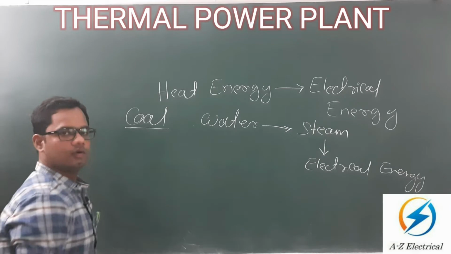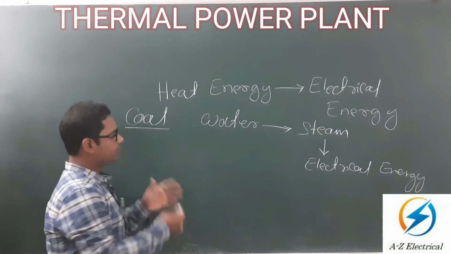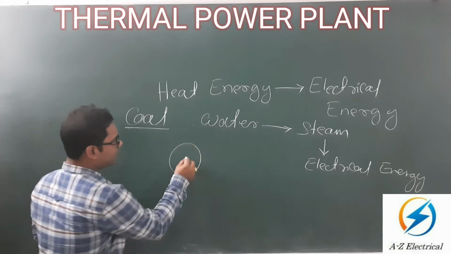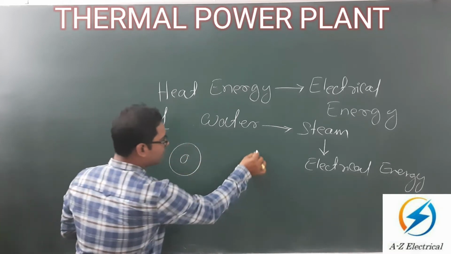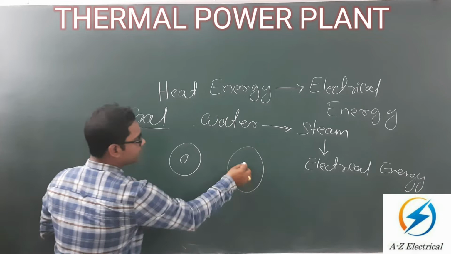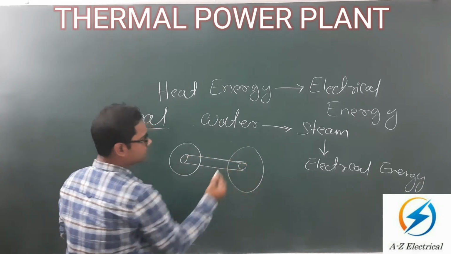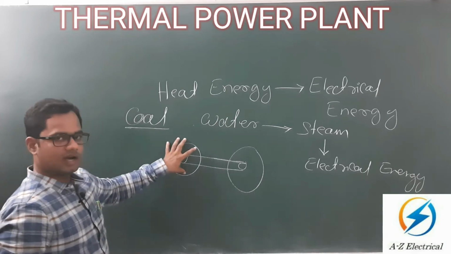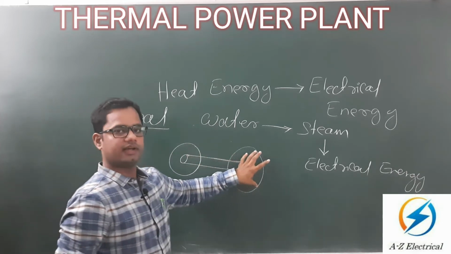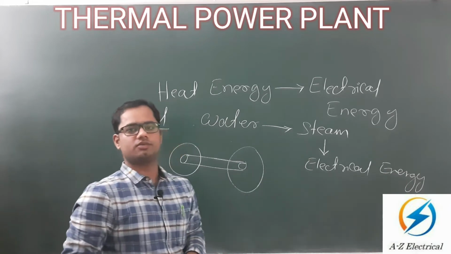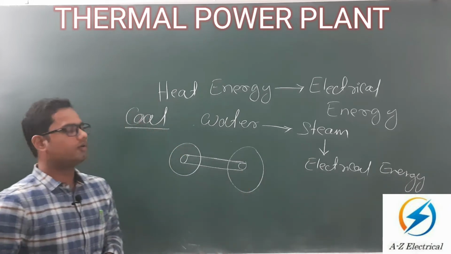Because when the turbine starts to rotate, it is connected to your generator. This is the turbine, and this will be the shaft of the turbine, and this is your generator. Simply, the shaft of the generator and the shaft of the turbine both are connected. So when the turbine starts to rotate, it will rotate your generator, and consequently your electrical energy is being produced.